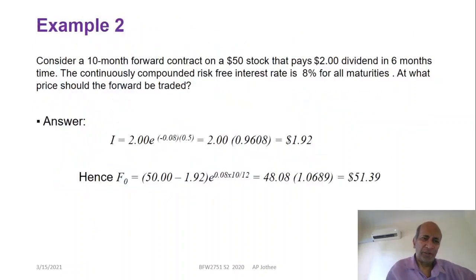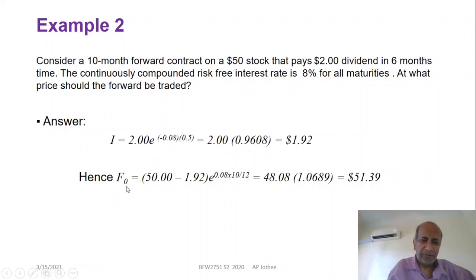Okay, for another example, consider a 10-month forward contract on a $50 stock that pays a $2 dividend in 6 months' time. The continuously compounded risk-free interest rate is 8% for all maturities. What should be the theoretical price of this forward? You know you're going to receive $2 in 6 months' time. First discount it: I equals $2 times exponential of minus 0.08 times 0.5, because you'll be receiving it in 6 months' time. Together with the exponent, it is 0.9608, so it becomes $1.92.